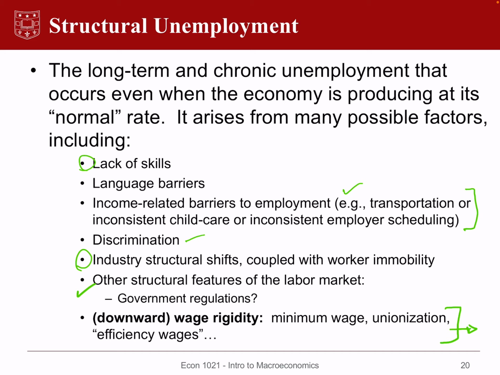What I want to turn to in the next several set of notes is to think about this issue of downward wage rigidity as being a contributor to the problem of unemployment generally and structural unemployment specifically. But in order to do that, what we need to do is to think, first of all, about describing the labor market. So that is what we're going to turn to after.